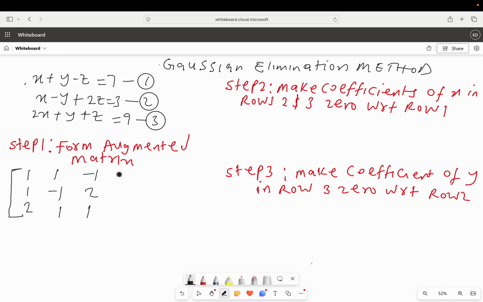So for my augmented column, I will separate it with a straight line. Then I will write my constants. So I have 7, then 3, then 9. So this is my augmented matrix.